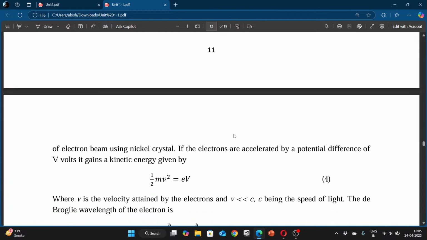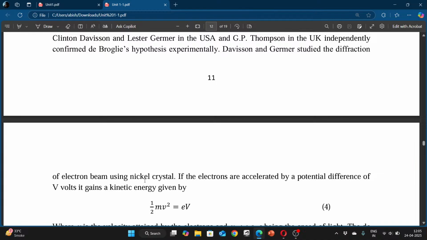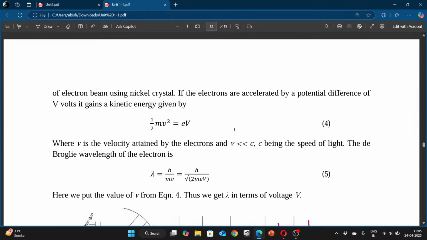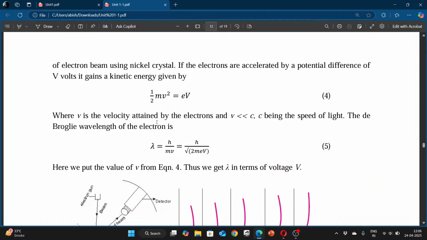Davisson and Germer study diffraction of electron beam using nickel crystal. If the electrons are accelerated by a potential difference of V volts, it gains a kinetic energy given by half mv square equal to eV, where v is the velocity attained by the electron, v is very very less than c, the speed of light. The de Broglie wavelength of the electron is h by mv, where p is mv, so lambda equals h upon root 2meV.